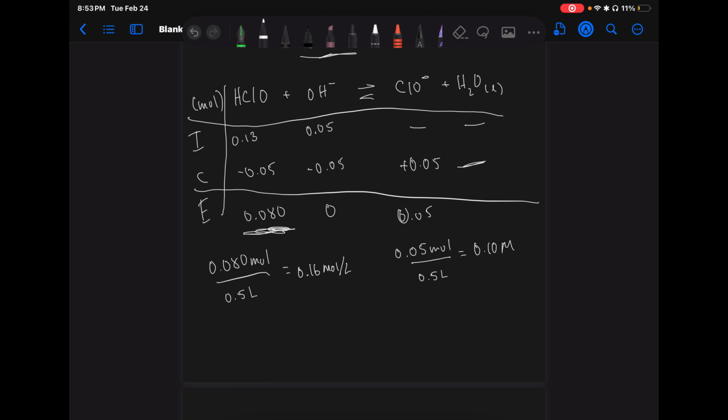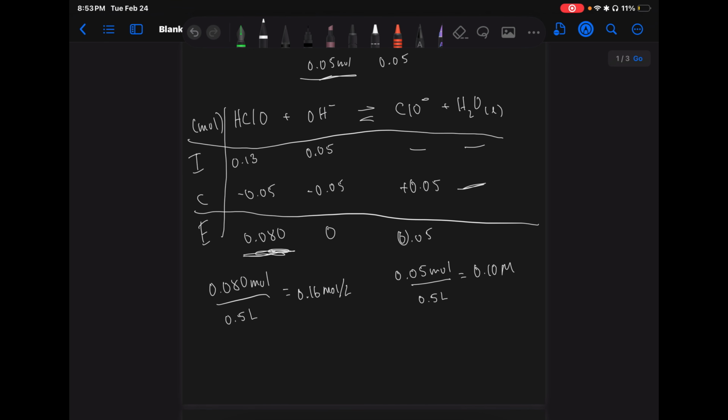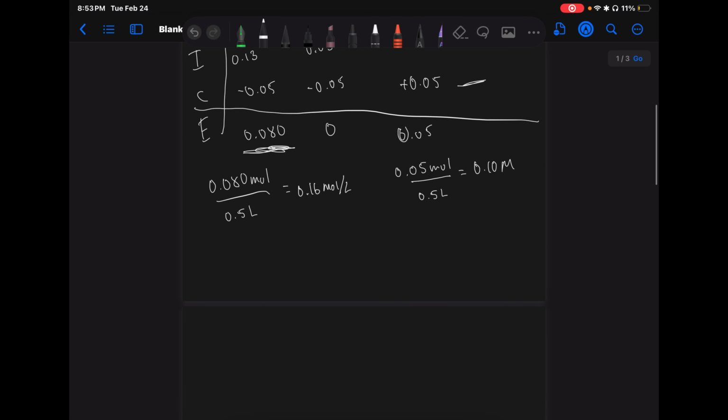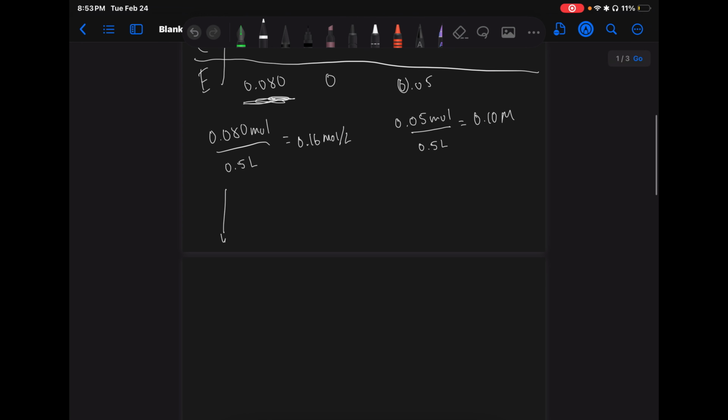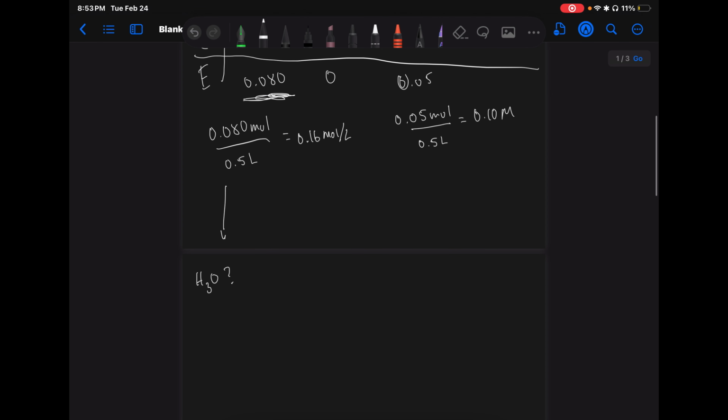What else do we need to find? We need to find the H3O concentration, the hydronium ions, so that's what we'll do now. This is honestly way more complicated than I feel like it should be, but I don't really have any say in that. Let me just open up my formula sheet. I should have opened that before.